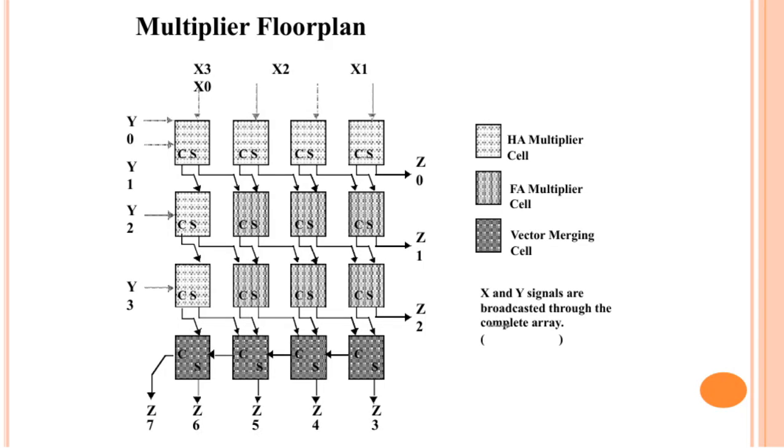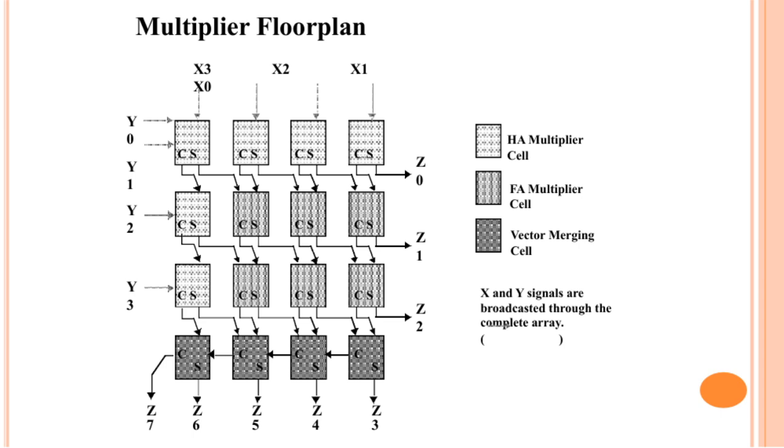Here we have the multiplier floor plan, which visually breaks down how the multiplier is structured at the cellular level. You can see the array consisting primarily of C and S cells. These represent the core computational units, where C typically stands for carry cells and S for sum cells.